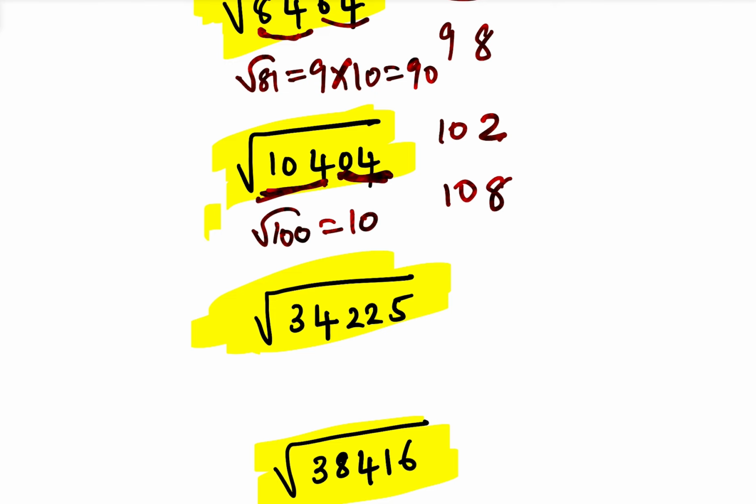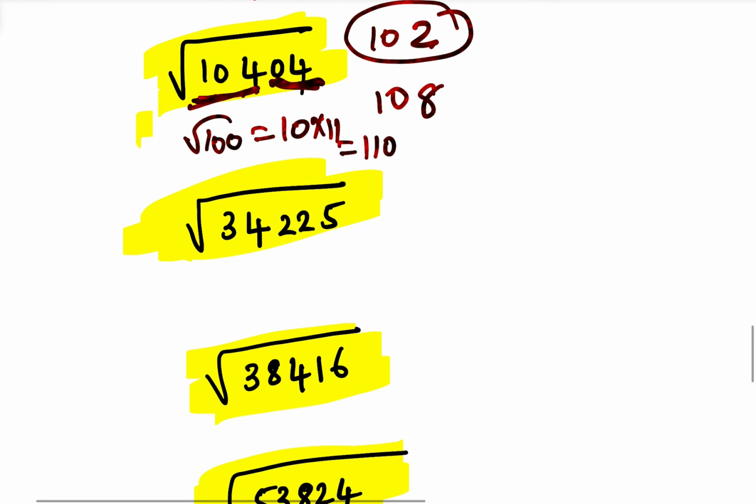Now you have to confirm whether it is 102 or 108. So what is the number after 10? 11. 10 into 11 is 110. So is 104 less than 110 or more than 110? Less than. So go with the smaller number.